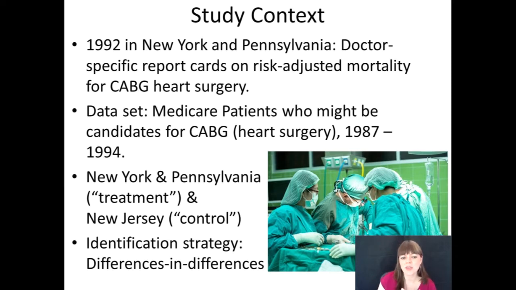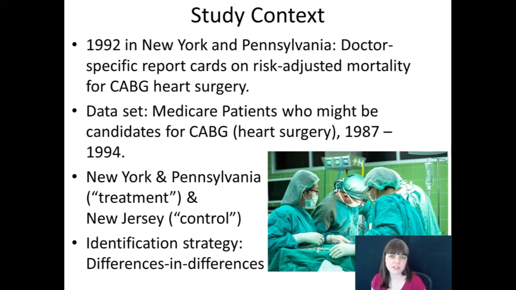So the data set they used was of Medicare patients in those two states, New York and Pennsylvania, and also a third state, New Jersey, because that state acted as the control state since New Jersey did not have the report cards in 1992. And of course, many economic studies are going to use an identification strategy, which is a way of figuring out what's causal and what's just correlation. So an identification strategy is going to make it more likely that the relationships we observe are actually causal rather than just correlational.